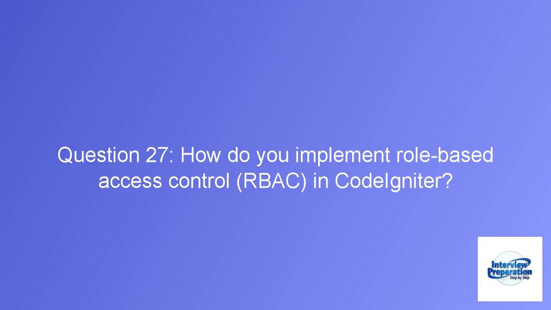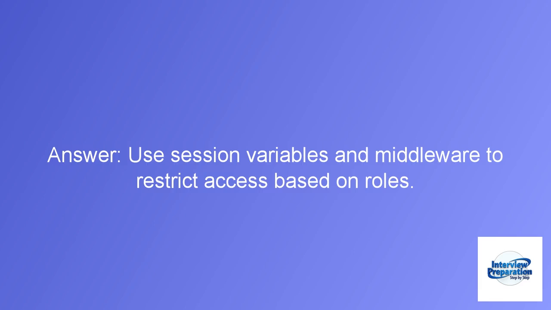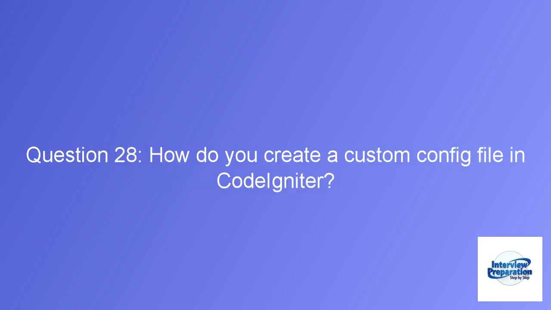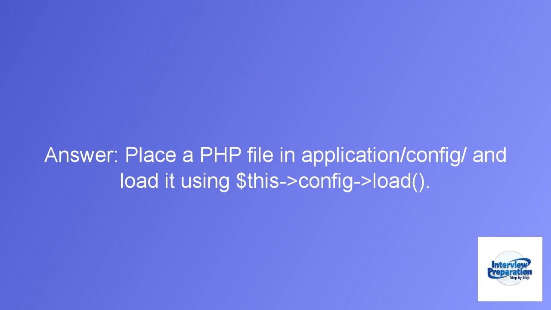Question 27. How do you implement role-based access control, RBAC, in CodeIgniter? Answer. Use session variables and middleware to restrict access based on roles. Question 28. How do you create a custom config file in CodeIgniter? Answer. Place a PHP file in application/config, and load it using $this->config->load.